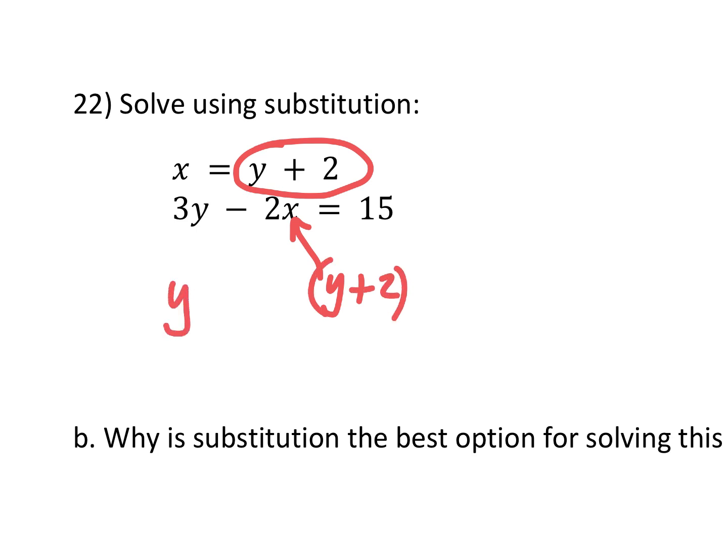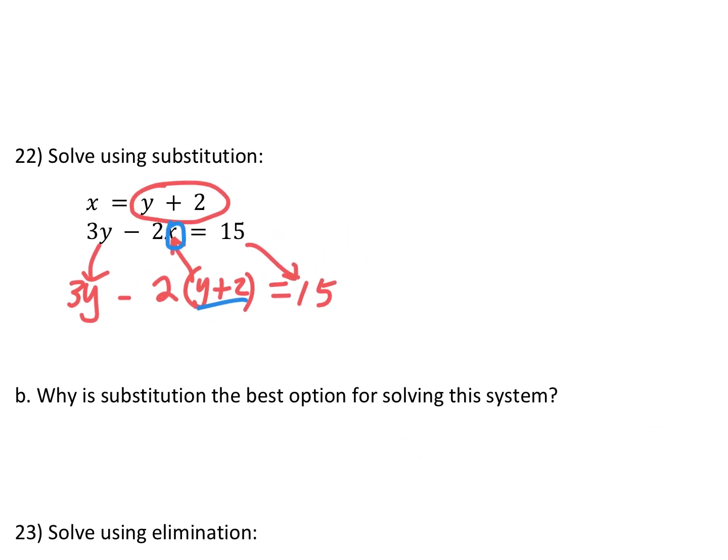And I'm going to rewrite things out. 3y minus 2 times that equals 15. So this is just to copy it down. And then this is where all the action happened, right there. That x turned into y plus 2. Okay, that's called substitution. Why is that the best option?